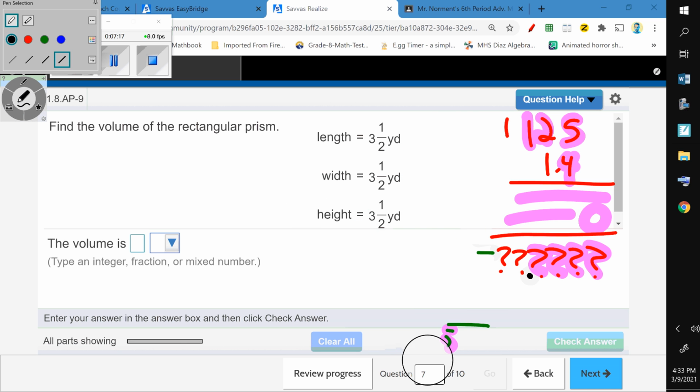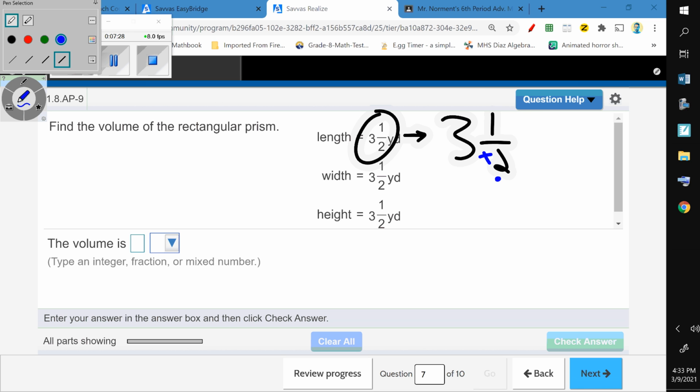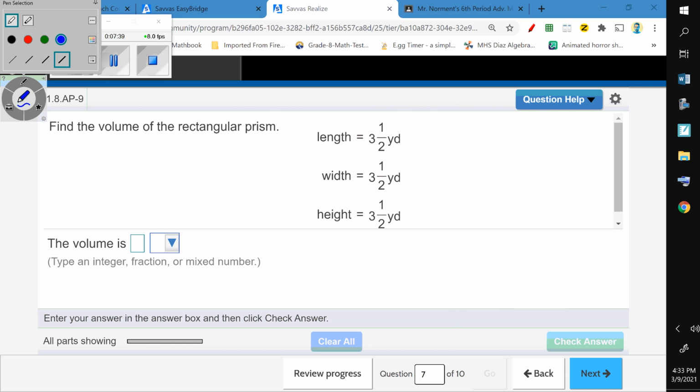For this one, this shouldn't be too hard because when you convert this to an improper fraction, okay? Starting here, you're going this way. 2 times 3 is 6, plus 1 is 7. That's going to give you 7 over 2. And since these are all the exact same mixed number, they're all going to equal 7 over 2. So you just take 7 over 2 times 7 over 2 times 7 over 2, and you're going to get your answer. Piece of cake.